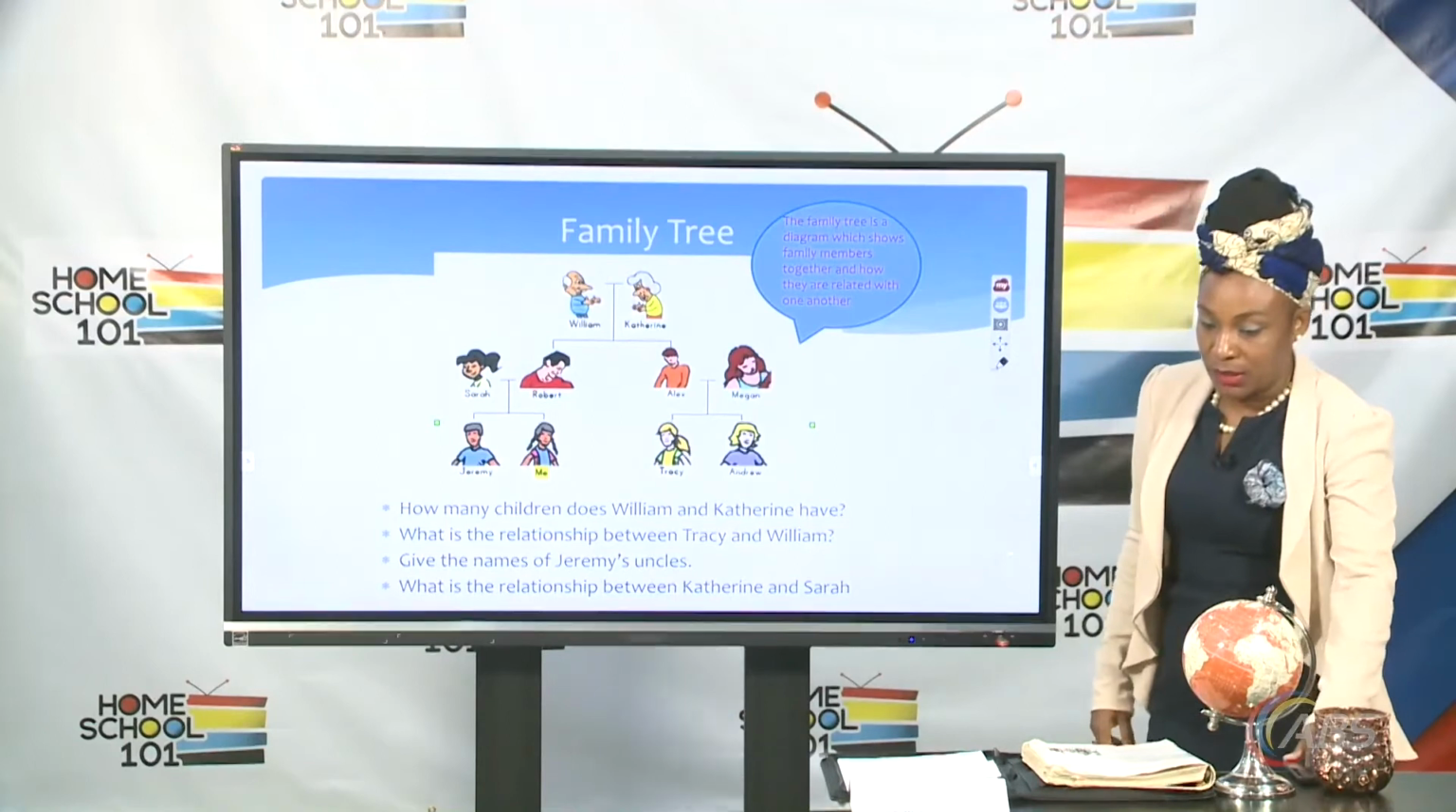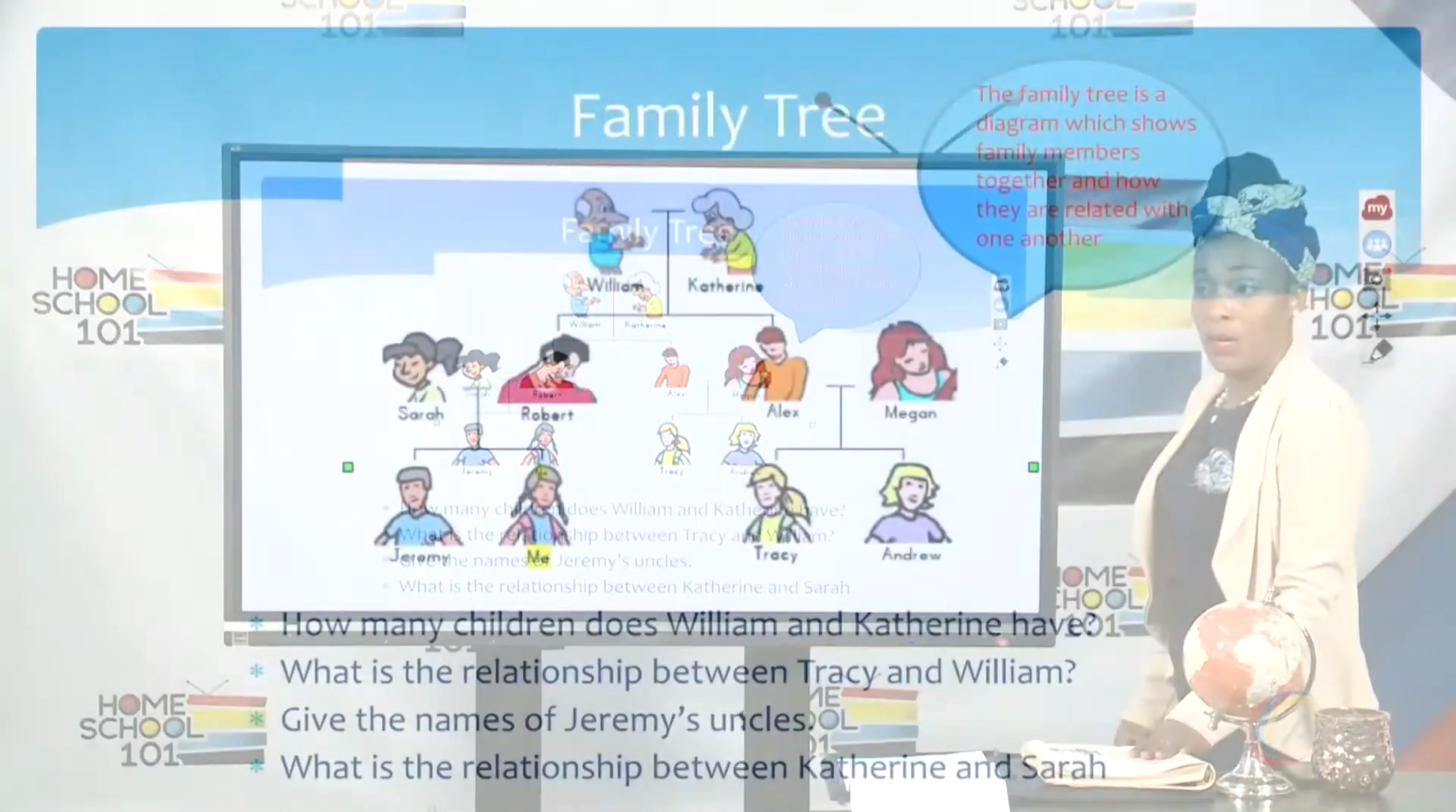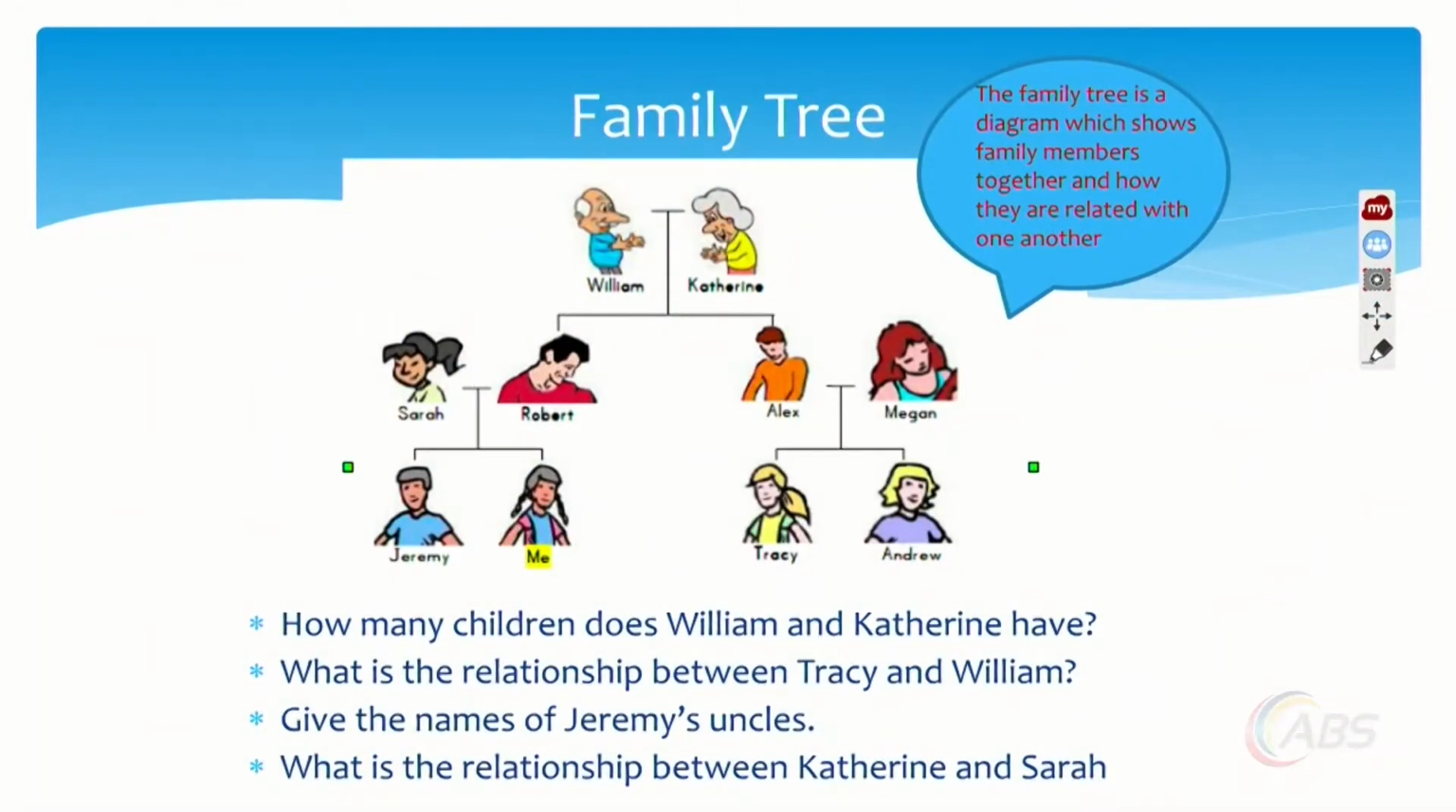Okay, students, we continue our lesson and we're looking now at the family tree. Remember, as I said earlier in our objective, there are different parts that we're going to be looking at. This is just a revision, reinforcement lesson because I already know that most of you would have covered this from first form coming up. A family tree is a diagram that shows family members together and how they are related to one another.